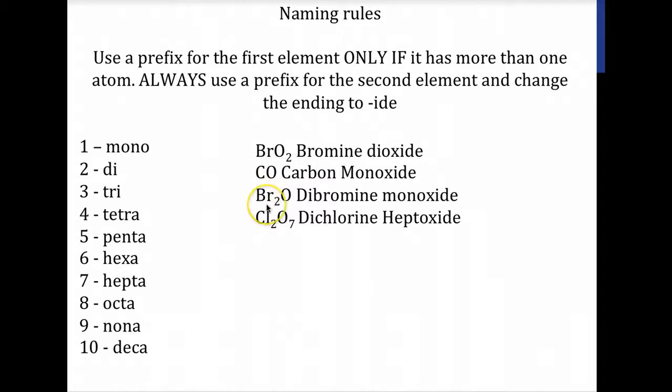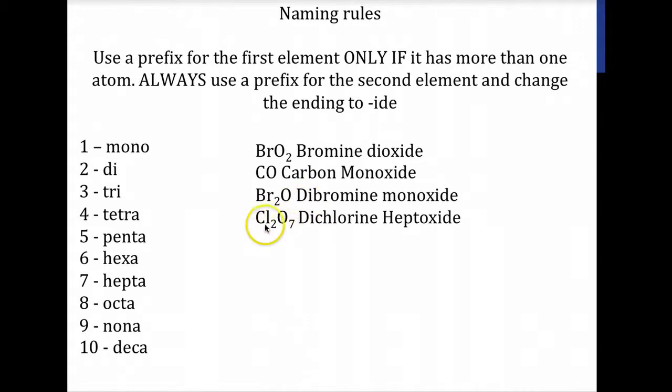First element. Now we have 2 here of this first element, so we're going to use a prefix. So the prefix for 2 is di, so this is dibromine. We're not going to change the name. Dibromine, mono, there's only one, monoxide. So this is dibromine monoxide.